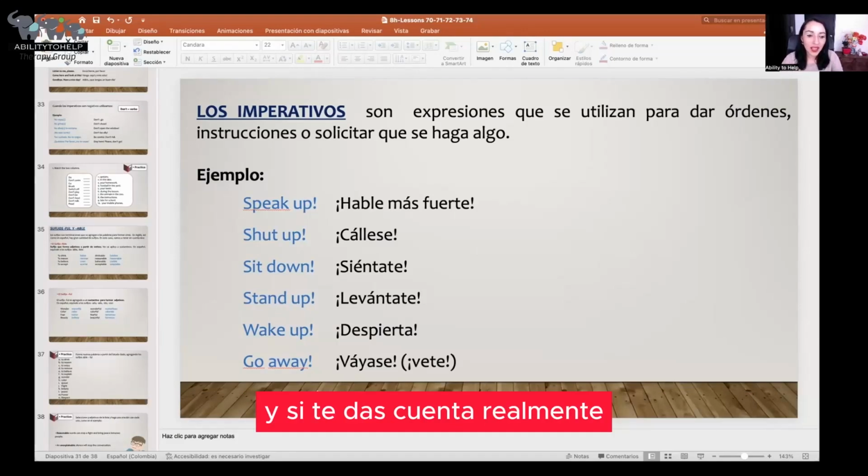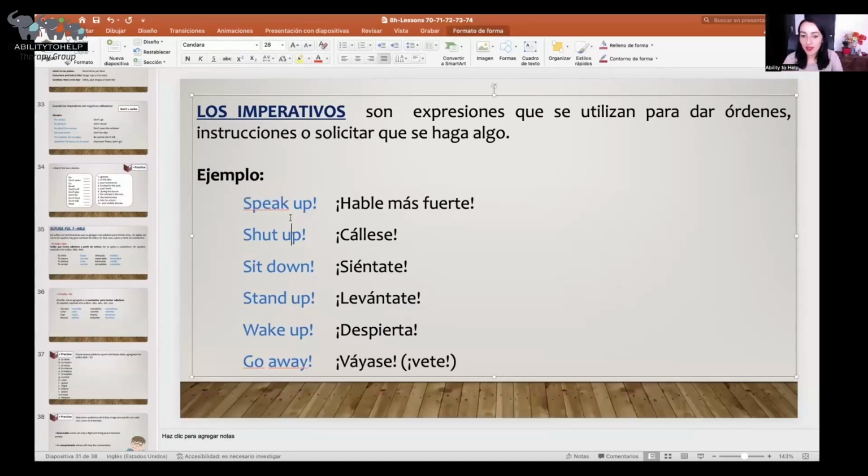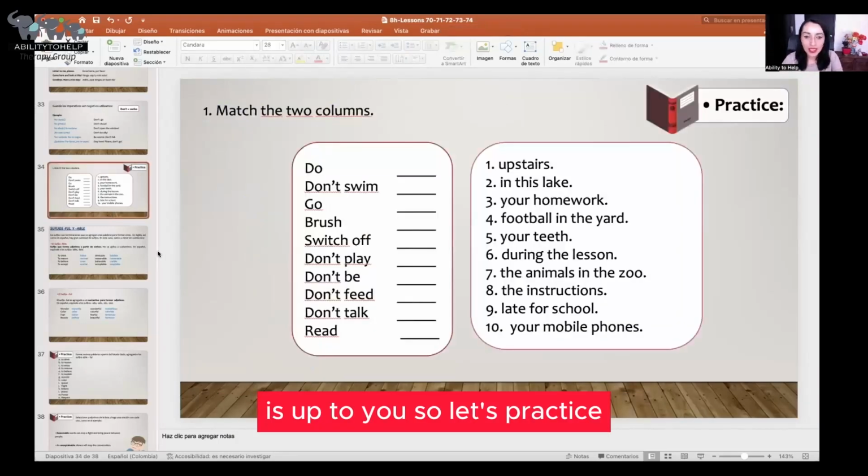Y si te das cuenta, realmente el tema es muy sencillo porque simplemente debes poner el verbo en su forma base. Es el verbo. Speak, talk, clean, watch. It's up to you. So let's practice.